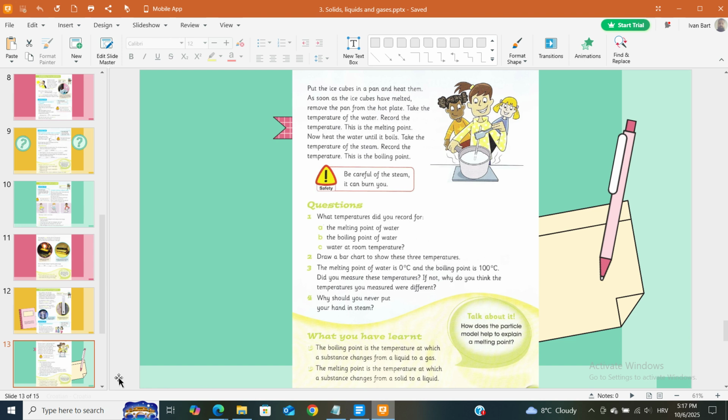Now heat the water until it boils. Take the temperature of the steam. Record the temperature. This is the boiling point. Safety. Be careful of the steam. It can burn you.